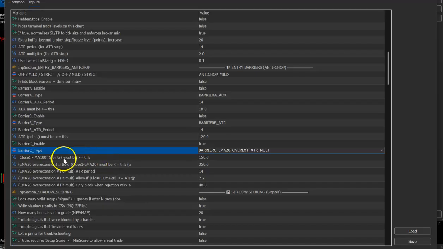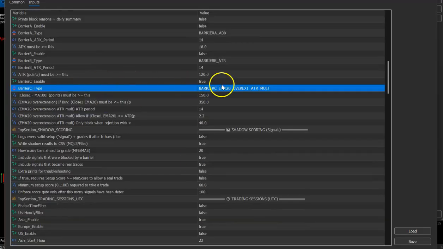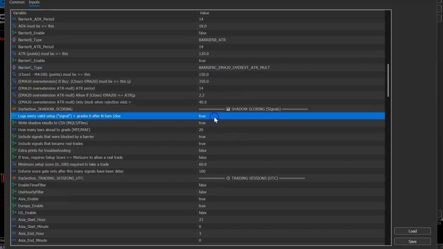So here's okay. Close one, moving average 100. This is just one of the barriers. So with the ATR, shadow scoring, we always want that on.